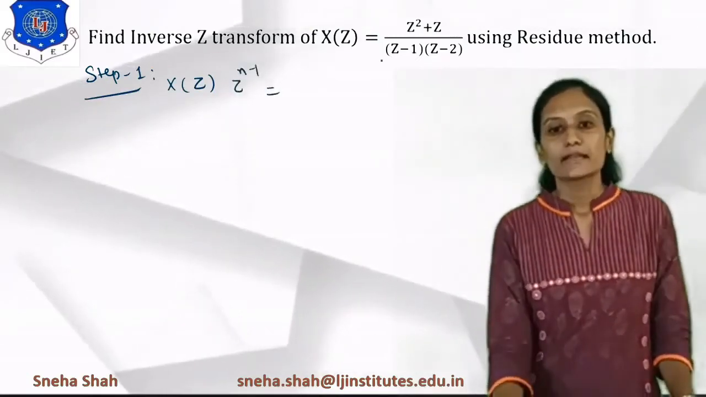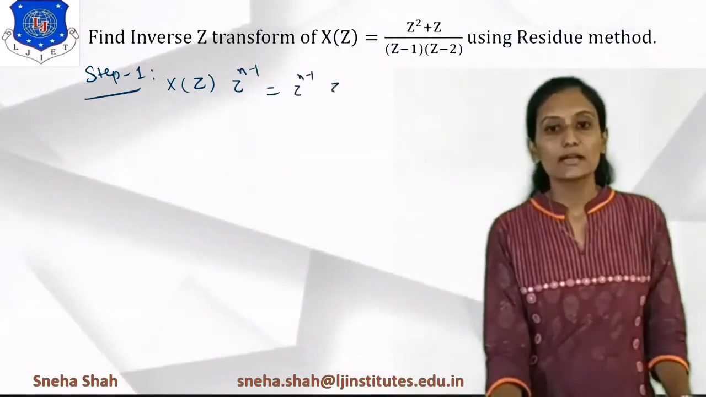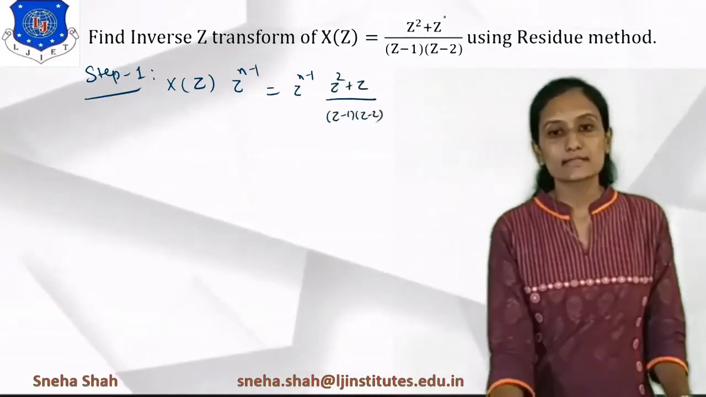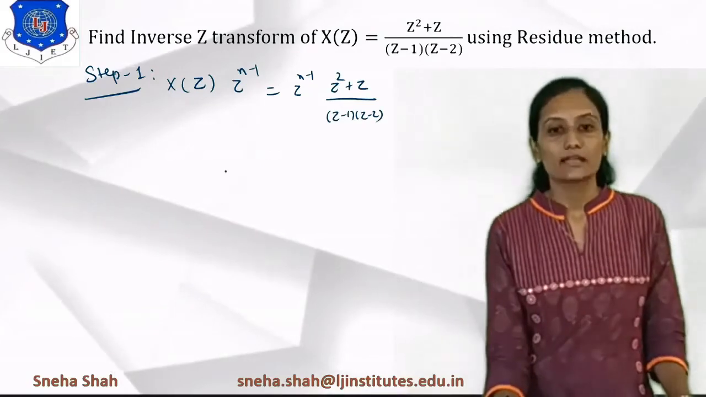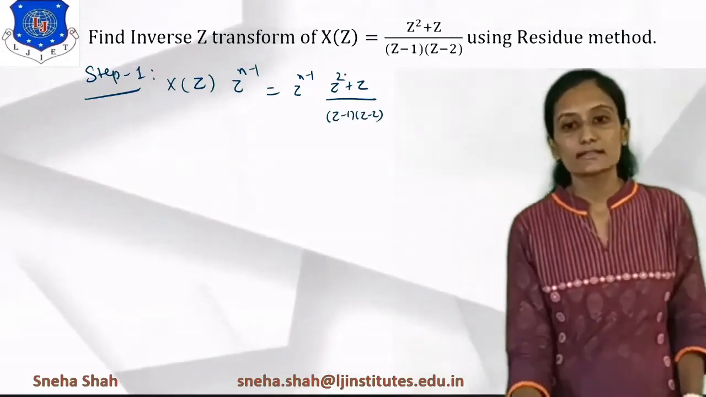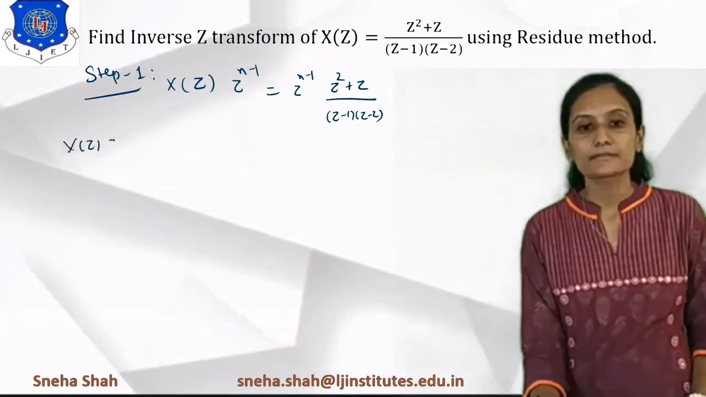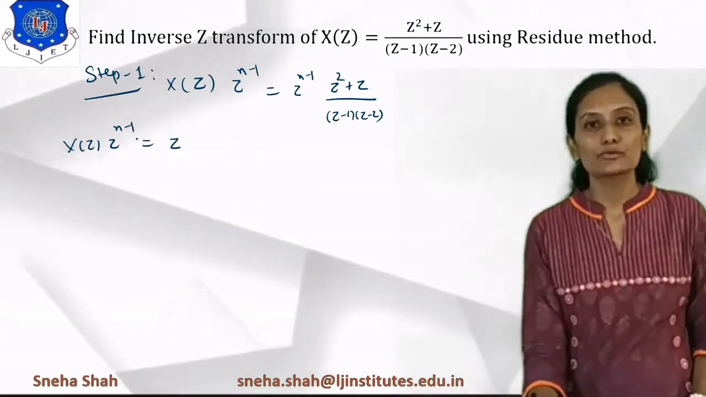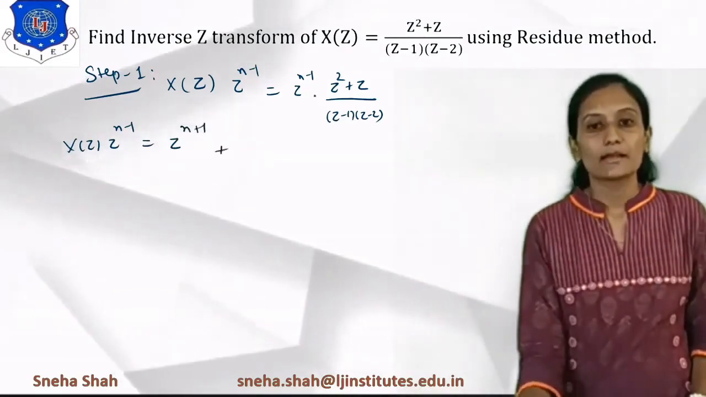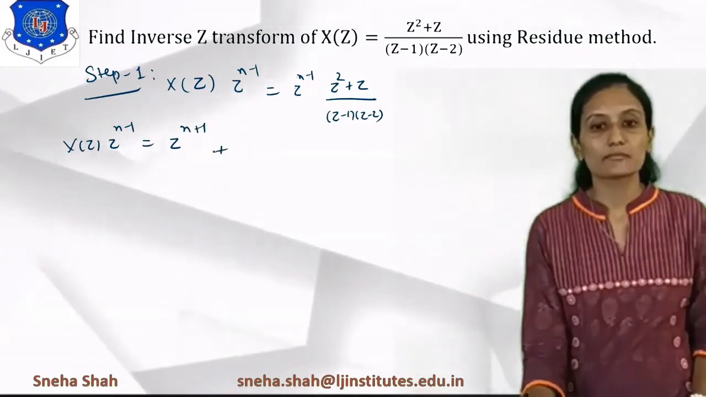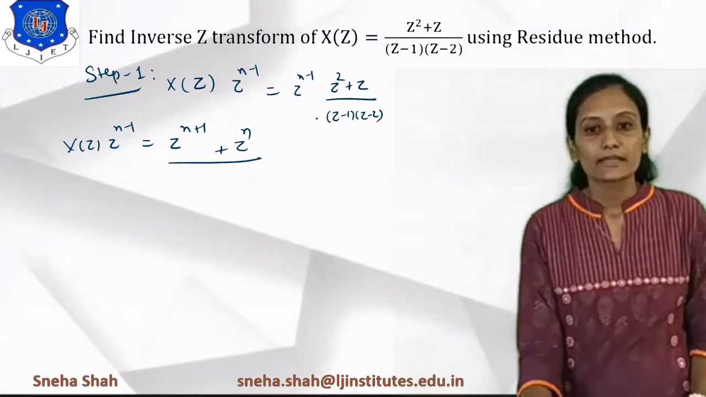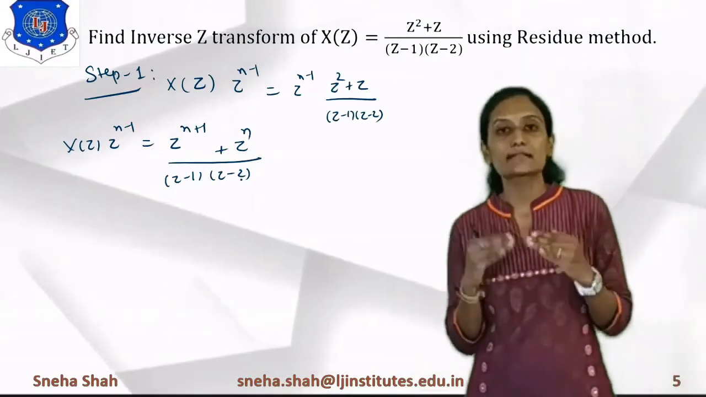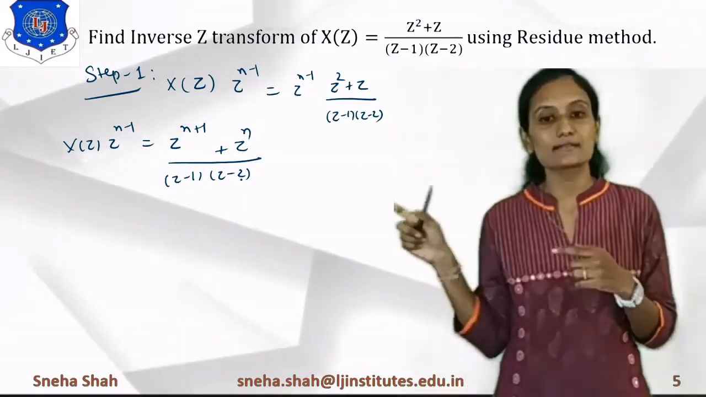So what will be the term? It will be considered as z raised to n minus 1 into z square plus z upon z minus 1, z minus 2, right? Because this term will multiply with z raised to n minus 1. Now if I apply this to this term, then the term will be X of z into z raised to n minus 1 equals z raised to n minus 1 plus 2, meaning z raised to n plus 1, plus z raised to n minus 1 plus 1, meaning z raised to n, divided by z minus 1, z minus 2. So we just multiplied with z raised to n minus 1 and then we simplified this term, right?